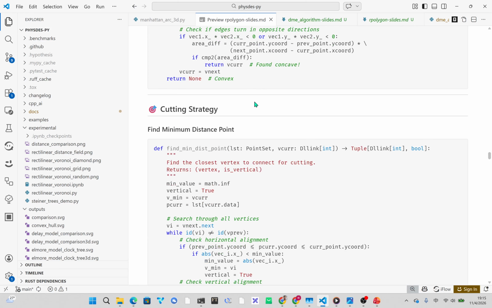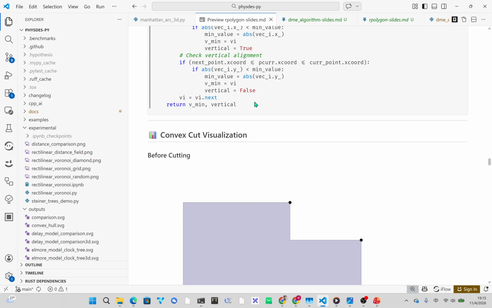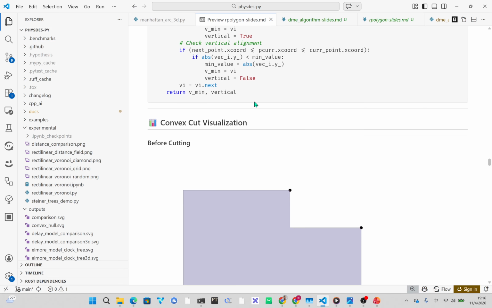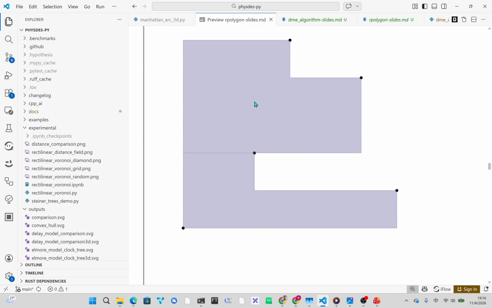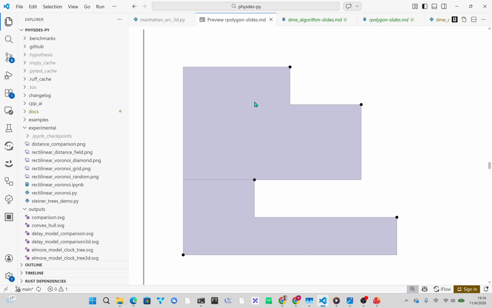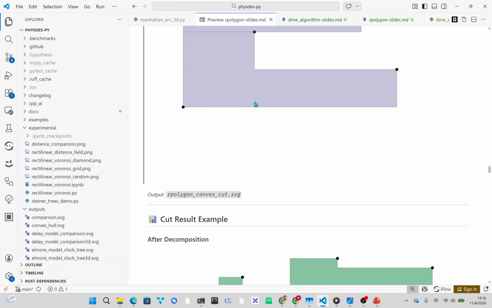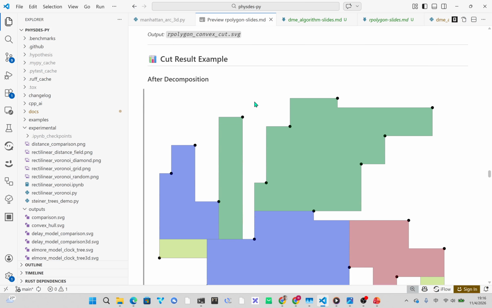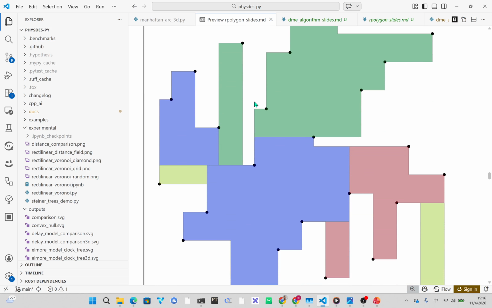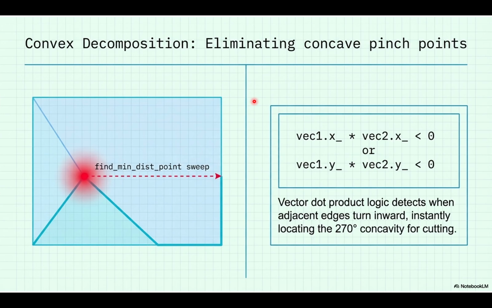And to slice the polygon into rectangles, the software sweeps through the boundary hunting for pinch points. Pinch points. And because we are working exclusively with rectilinear shapes, a pinch point is always exactly a 270-degree inward turning interior angle. It's essentially a dent in the shape. Exactly. And to find that dent within a list of vectors, the software analyzes the dot product of the adjacent edges. Right, the vector math. As the algorithm walks the perimeter, it evaluates the directional vector of the edge it's currently on and compares it to the vector of the edge it is turning onto.